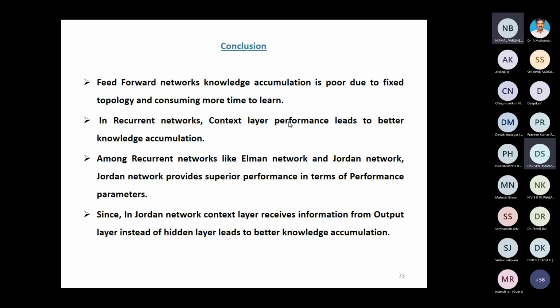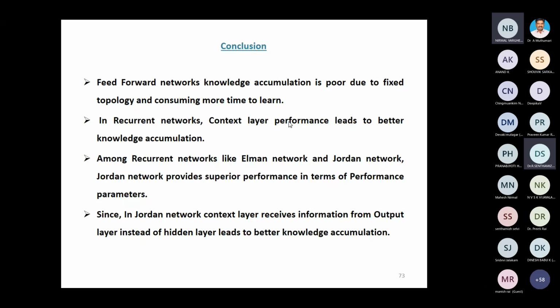But in a general basic feed forward network, the accumulation is very poor, because there the hidden nodes are fixed, the topology is fixed. We don't have any variability in the node component. So that is why it consumes more time to give the output.